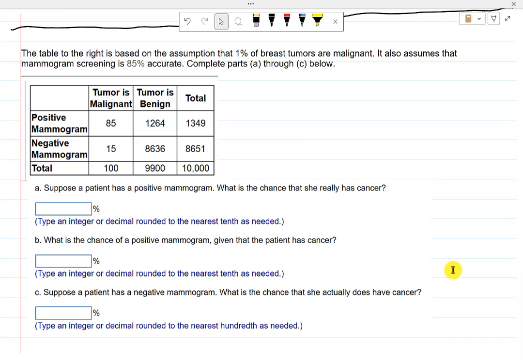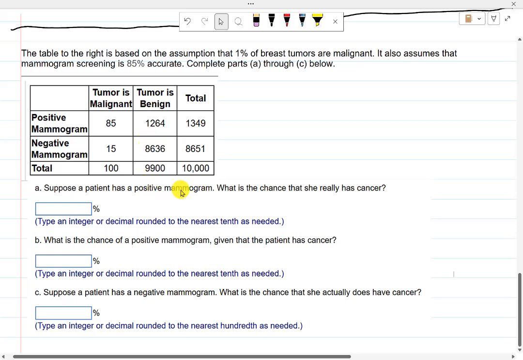This next example we have, the table is not to the right, it's underneath. I had to move things around. It's based on the assumption that 1% of breast cancers are malignant. It also assumes that mammogram screening is 85% accurate. Let's complete parts A through C. So this table lists positive mammogram and tumor is malignant, that means the test successfully showed these 85 people to have it. Now over here, the negative mammogram means it was successful here.